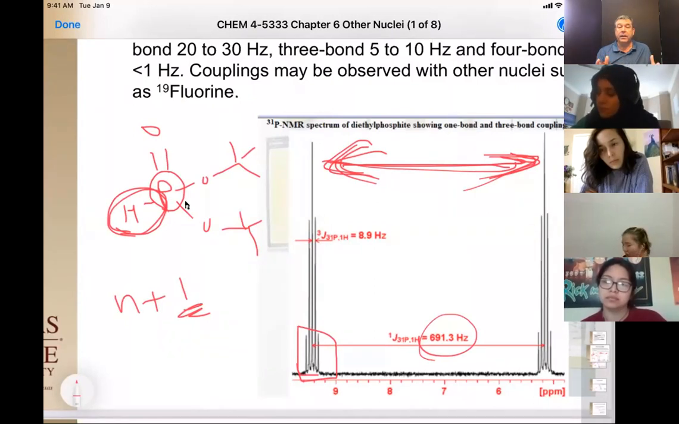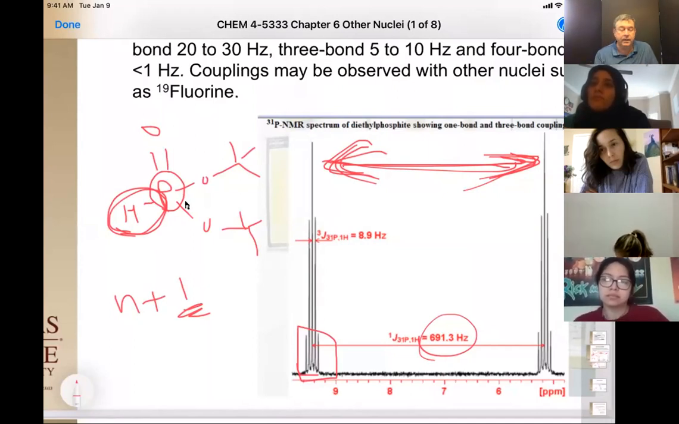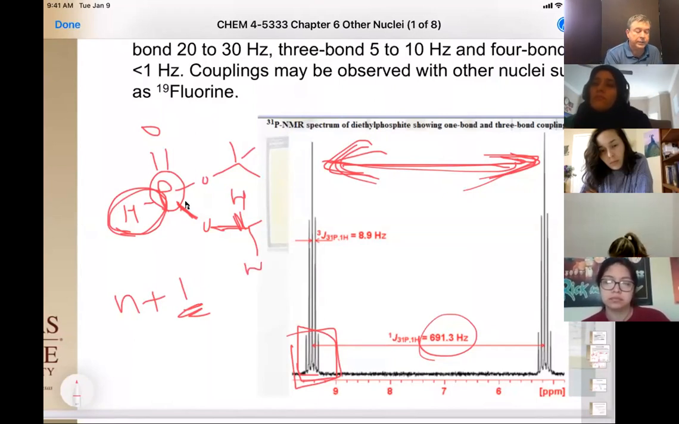So you're thinking, oh my gosh, this is a huge split here. Those have to be two different phosphorus. No, it's the same phosphorus being split by a single hydrogen, okay? And then these multiplets are because of the one, two, three bond coupling constant to the total of four hydrogens on these ethyl groups. So then we have CH3s at the end here.